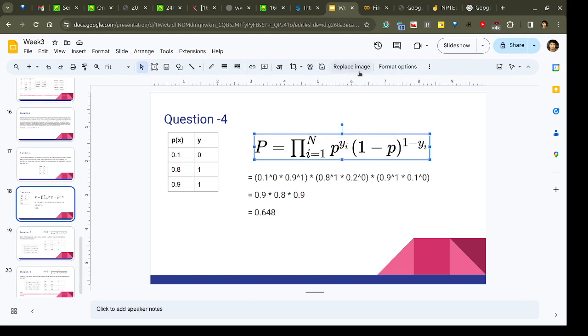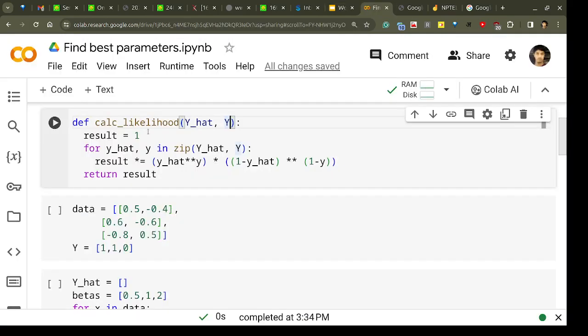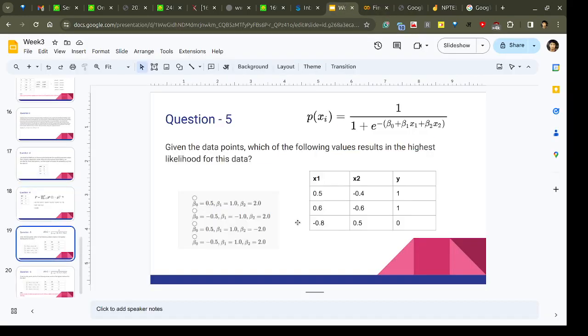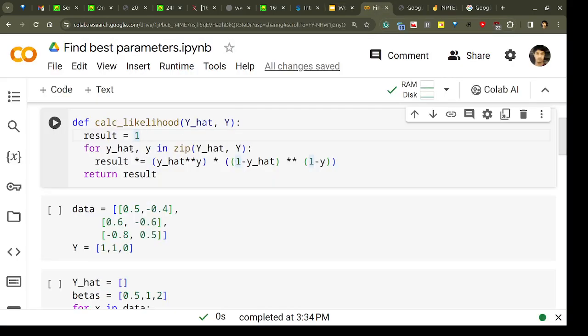Because it's a multiplication, we are starting with 1, then we are iterating through all the data. So basically we will go through the first row, like first data, second data, third data, and within all the data we will calculate y hat power y.